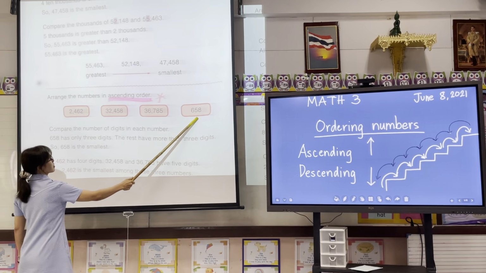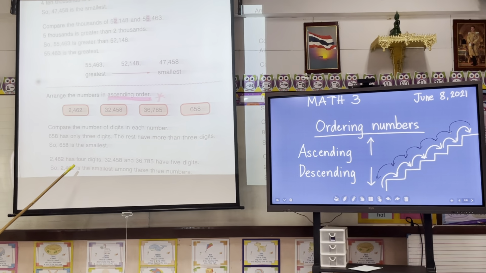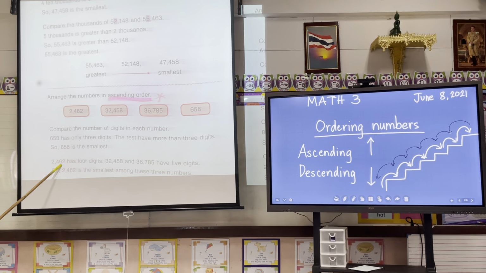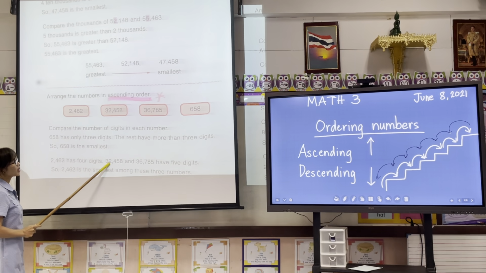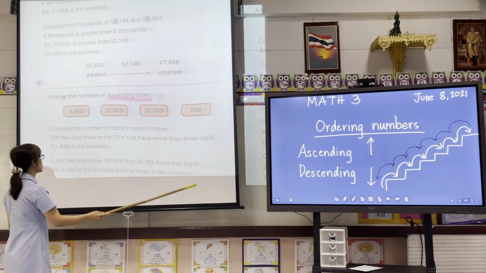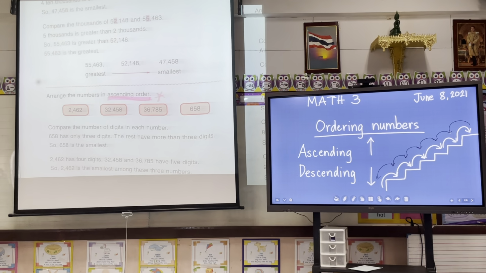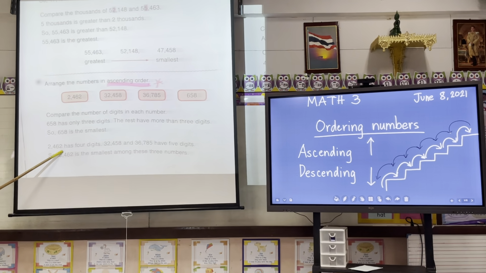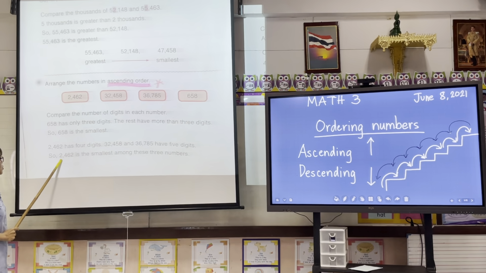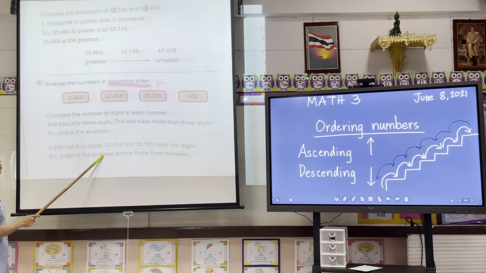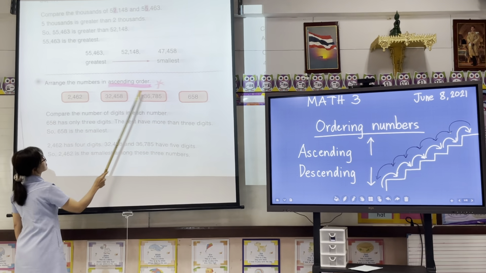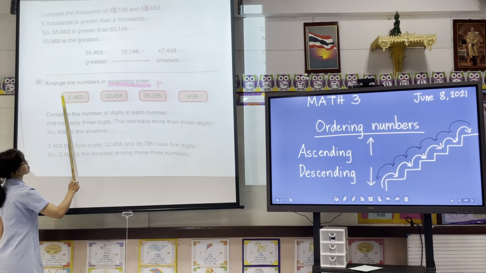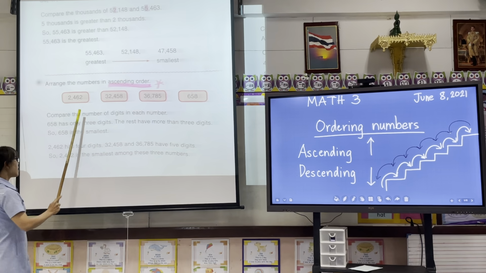Now, let's take a look at this. 2,462 has 4 digits. Yeah, 4 digits. And these two have 5 digits. Okay, so what does it mean? Alright, so 2,462 is the smallest among the 3. Okay? Except this. This is the smallest among these 3.